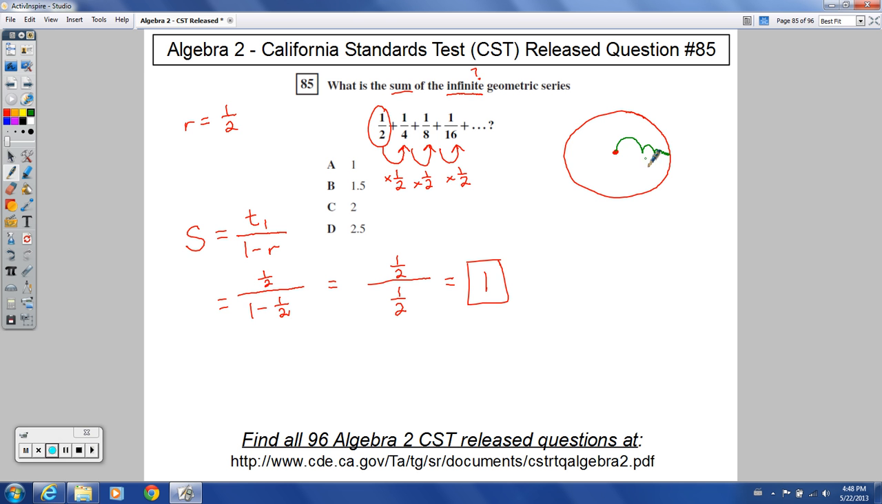This is 1/2, 1/4, and so on. This would be a sum of 1 from there to there. Visually, that's what's going on. Either way you think of it, though, number 85 is choice A.